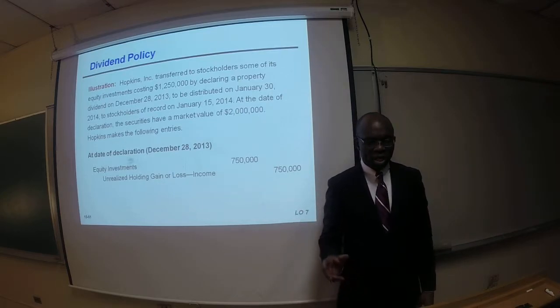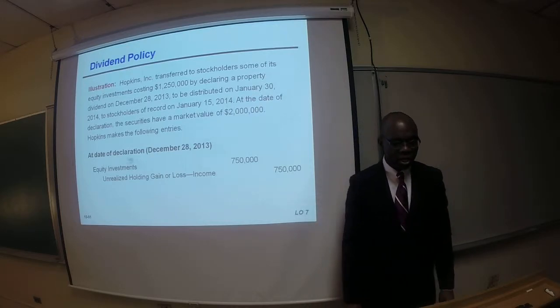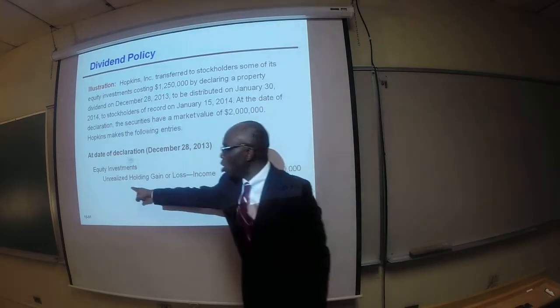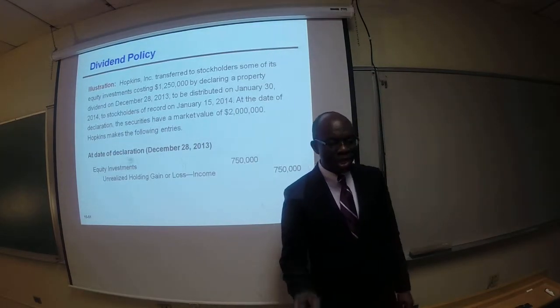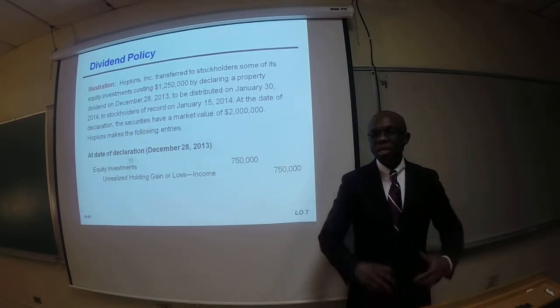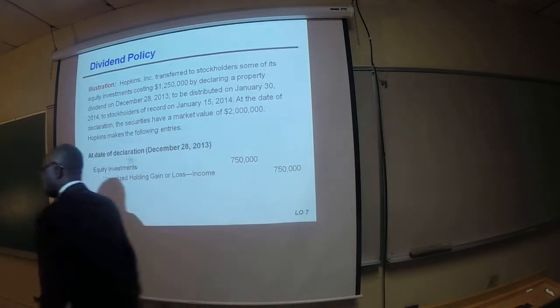This has to be reported for $750,000. So these are reported as well. Now, it is important for you to know here that we call this unrealized holding gain because the gain actually has not been realized, meaning we actually have not sold it. You have to give me a minute.